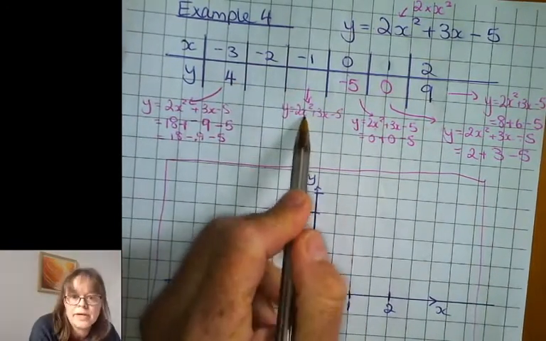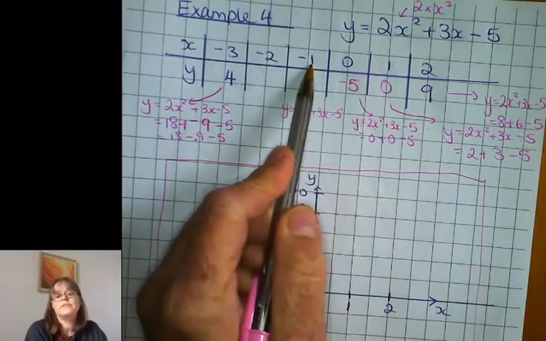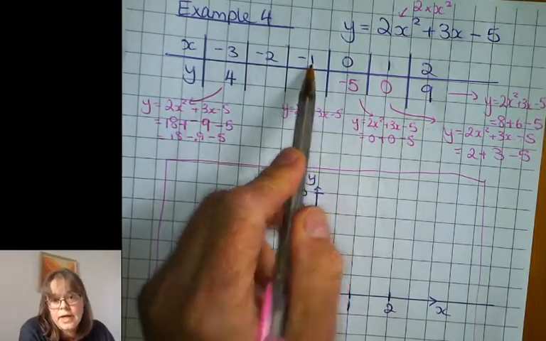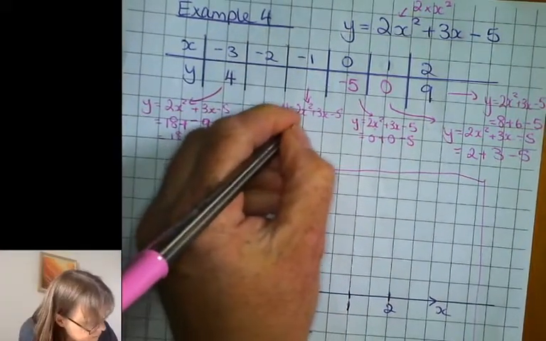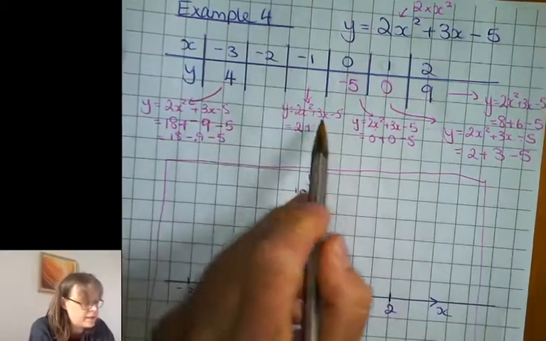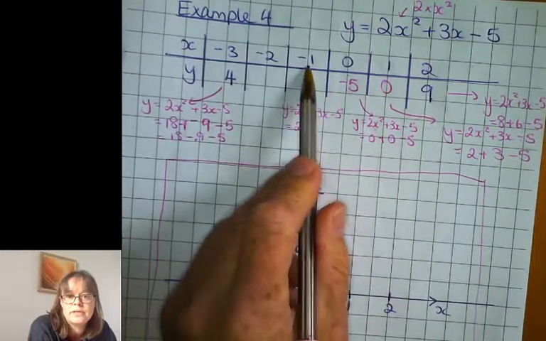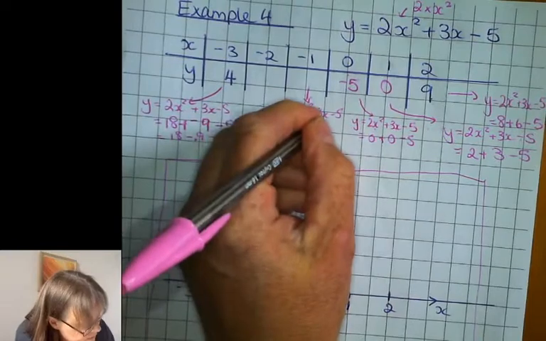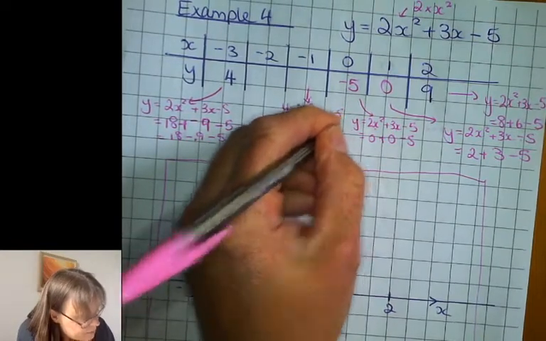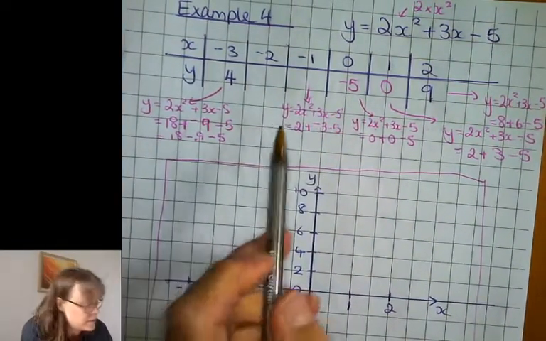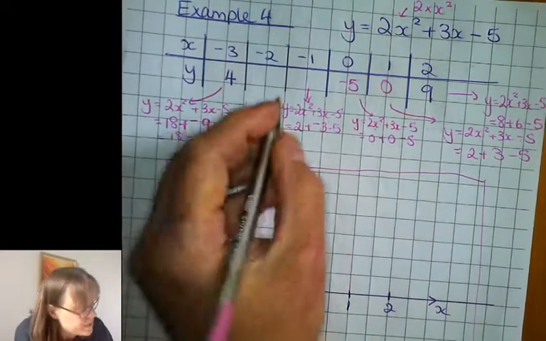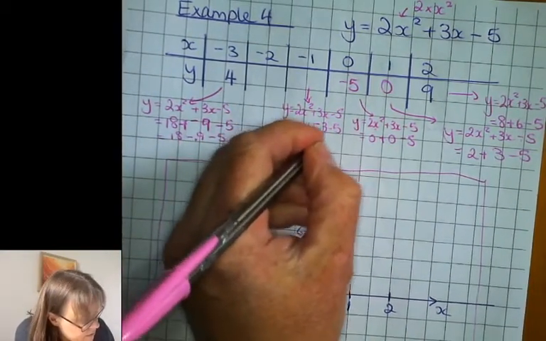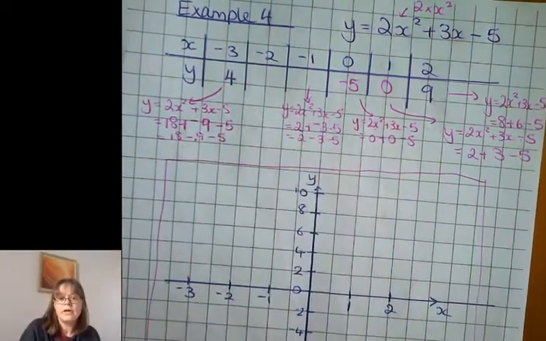So x squared times 2. Minus 1 times minus 1 is positive 1. And then I need to double it, gives me 2. And then I'm adding 3 lots of minus 1. So 3 lots of minus 1 is minus 3. And then I'm taking away 5. So if I am doing 2 plus minus 3, that's like doing 2, take away 3, and then take away 5. So how do I do that?